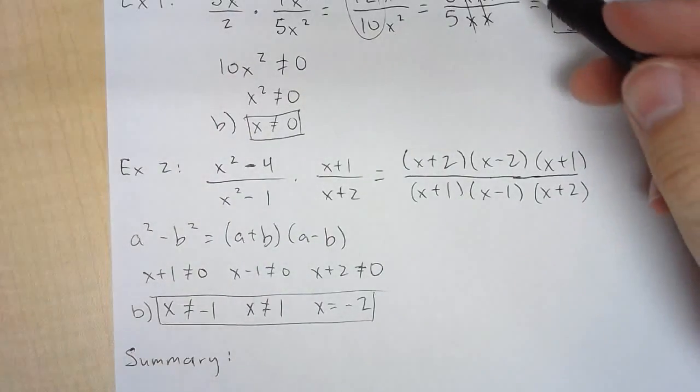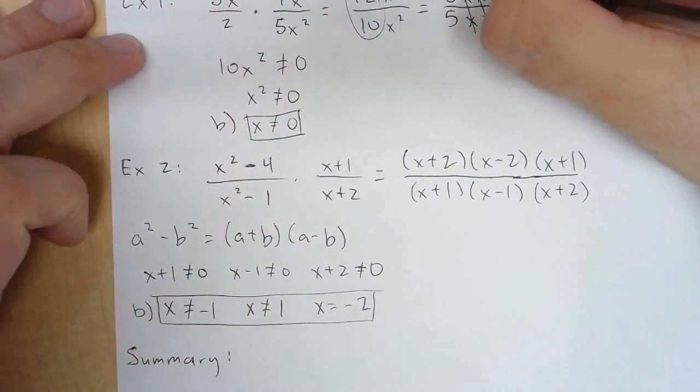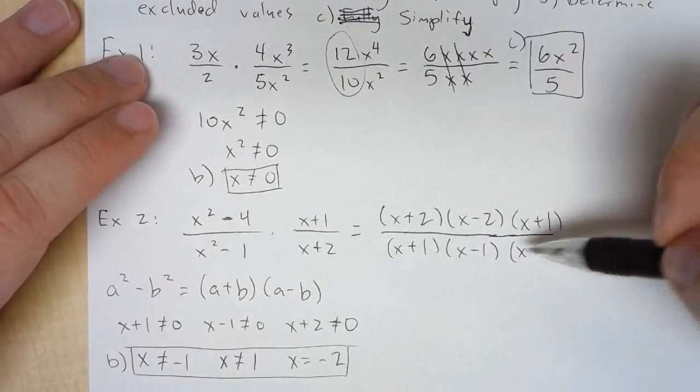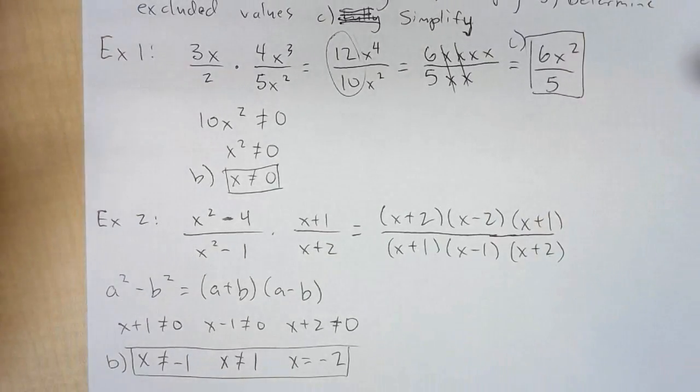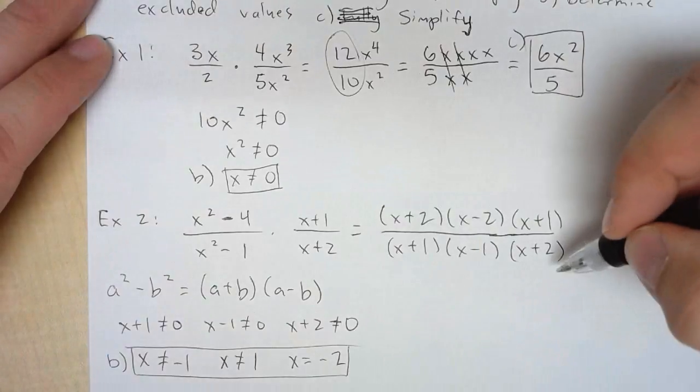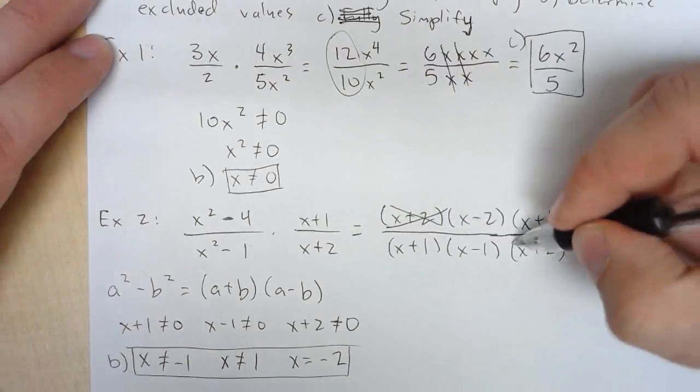Okay, and the last thing we need to do is simplify. So remember, when we simplify, we cancel the same thing on the top and bottom, just like we did up here. But here we've got 3 different binomials in the numerator and the denominator. We need to cancel only the ones that are exactly the same. So we have an x plus 2 term in the top and an x plus 2 term in the bottom. So these are going to cancel.